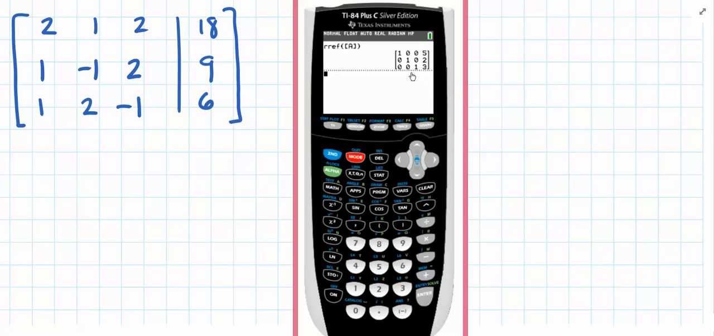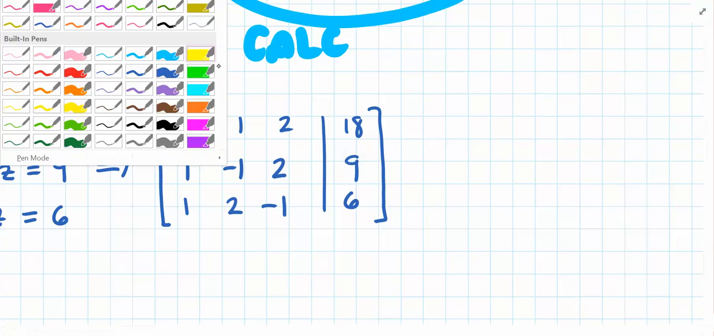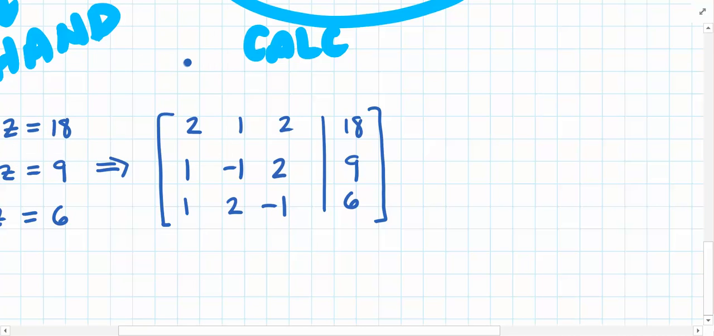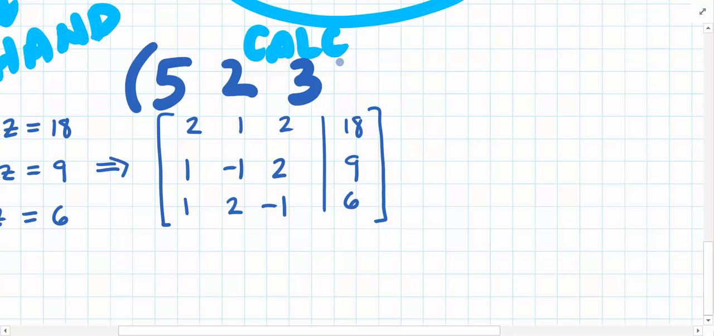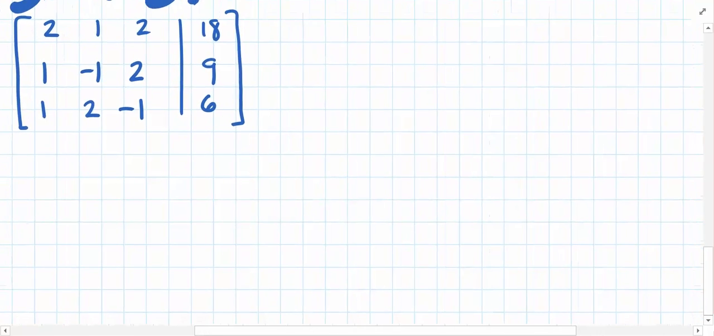It's right there on the calculator. Can we read it? x is worth what? 5. y is worth what? 2, and z is worth what? 3. So 5, 2, 3. I'm going to write that down right over here, so the answer was 5, 2, 3. There we go, I won't forget it. There's the answer, and I'll come back to that in a second. Now, what's the goal of all this?